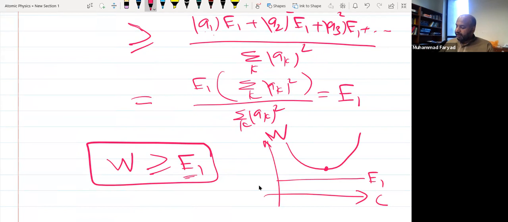But when I find the minimum value of W, I'm sure that my E1 is always less than this, because W is always either greater than or equal to E1. So it means whenever I have a W, I can minimize it, and wherever it is minimum, this value is always greater than or equal to the ground state energy.